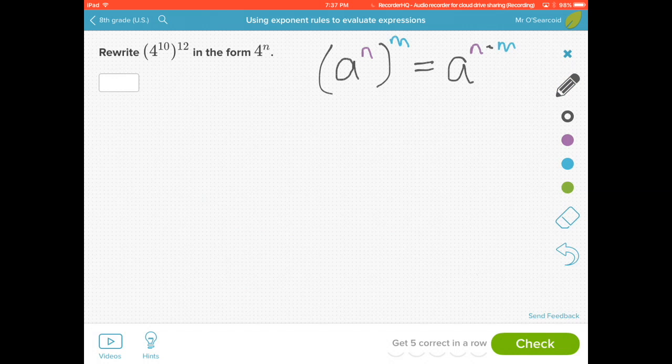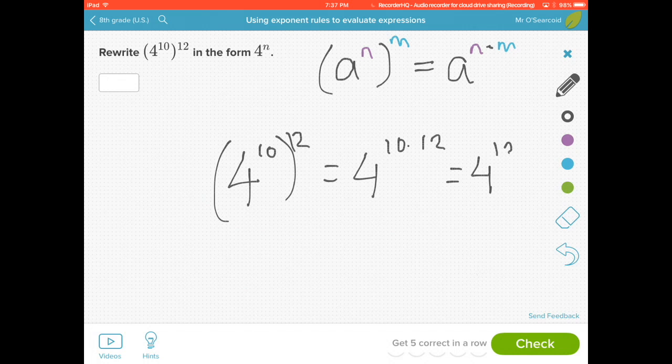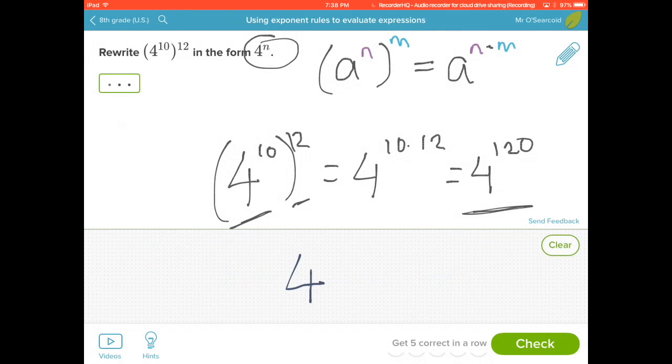We have 4 to the power of 10, all to the power of 12. That's going to be equal to 4 to the power of 10 times 12, which is equal to 4 to the power of 120. And that's the form that it's actually asking for. It's not actually asking us to solve this at all. If we were to try to solve each one separately, we would be at this for a very long time, and we don't need to do that. So our answer here is 4 to the power of 120. As you can see, this doesn't always work.